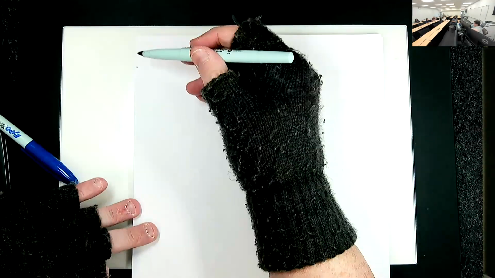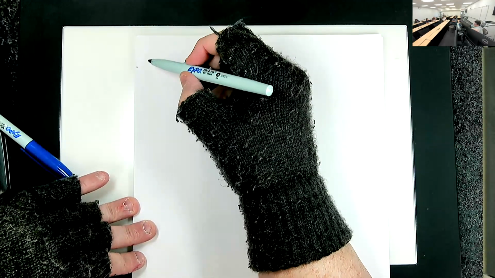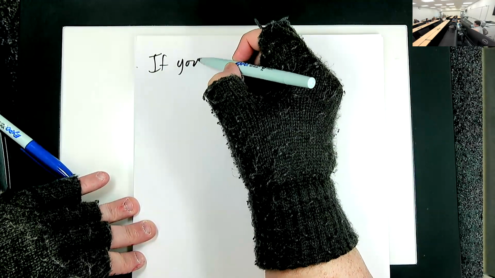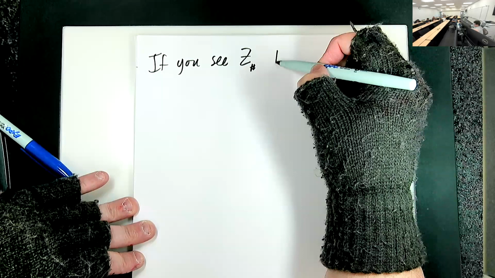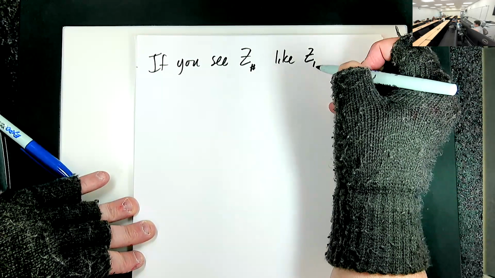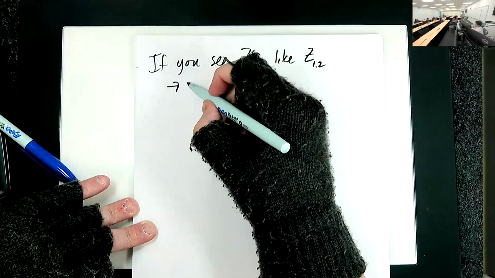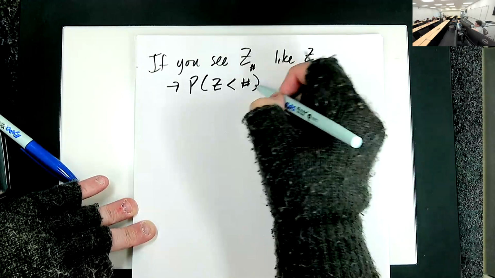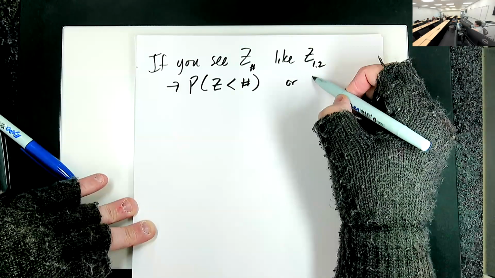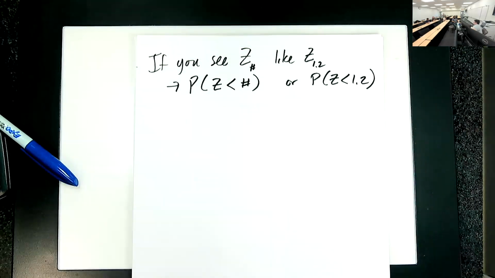All right, so I hope they don't show this in this edition. They might have hopefully gotten rid of it. If you see something like Z with a number down here, like Z 1.2, what they're asking for is the probability that Z is less than that number. Or the probability that Z is less than 1.2 in the example I gave.